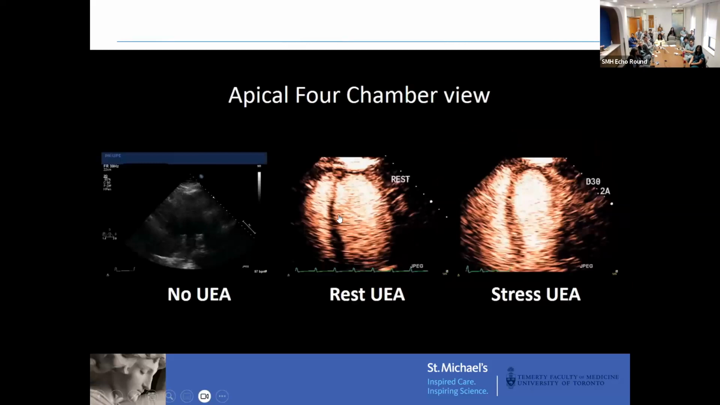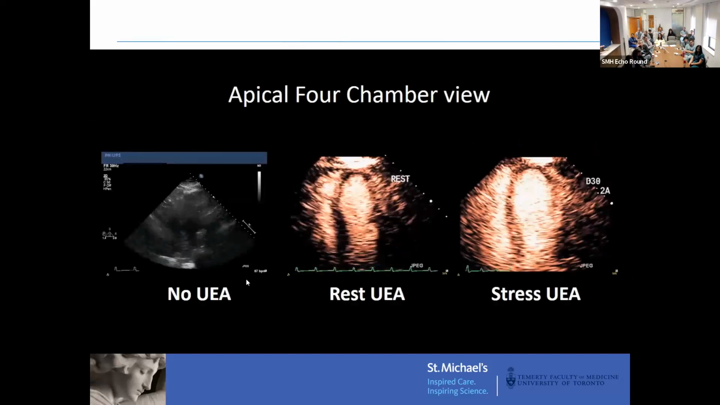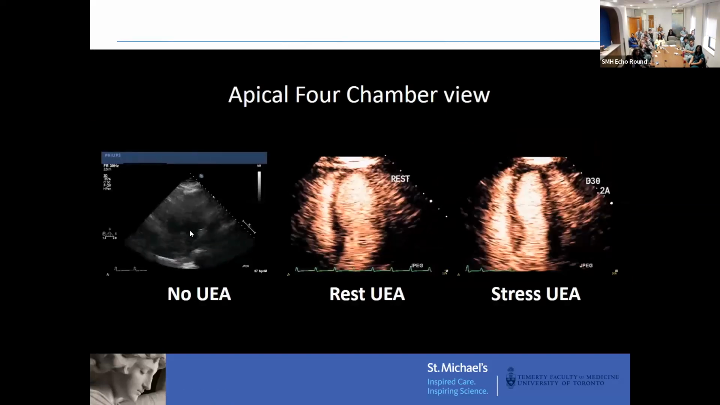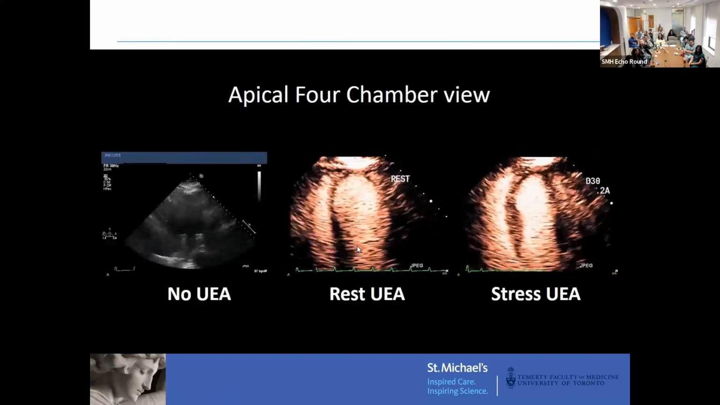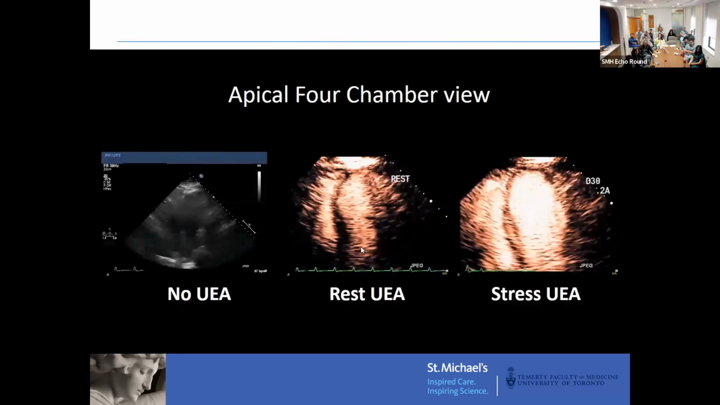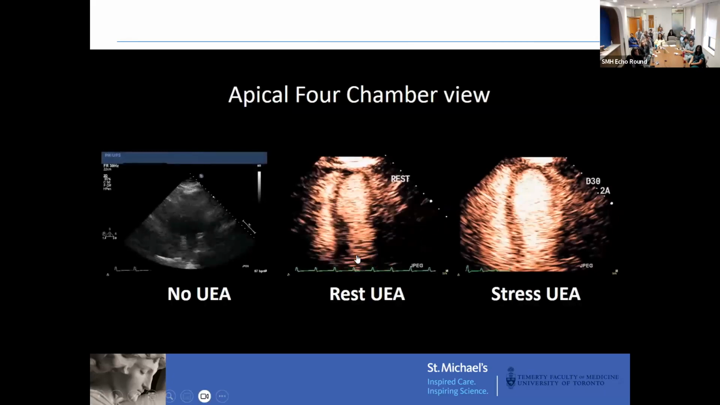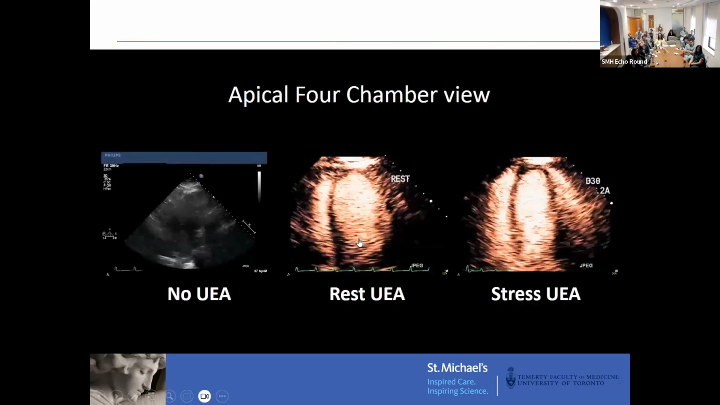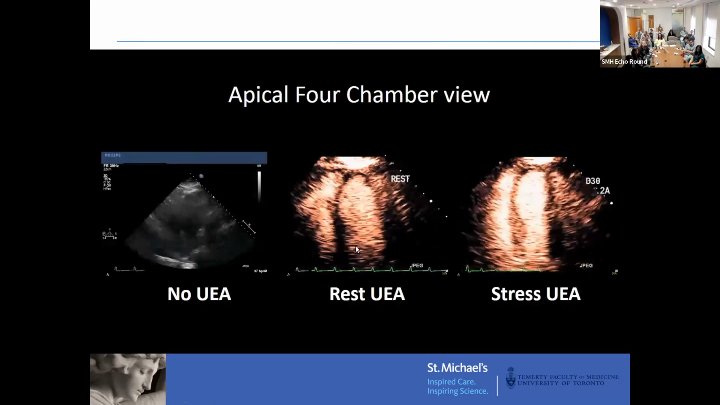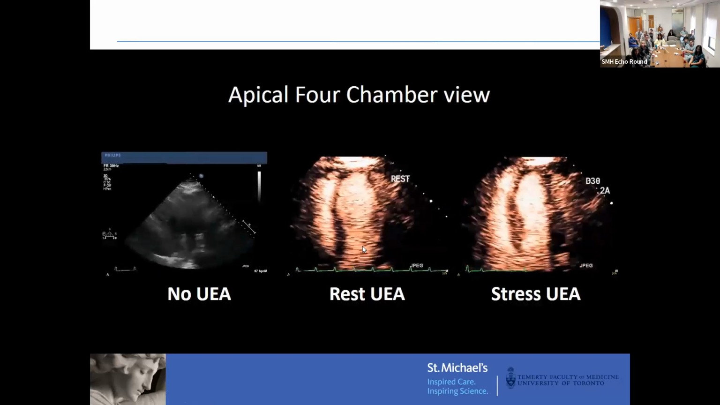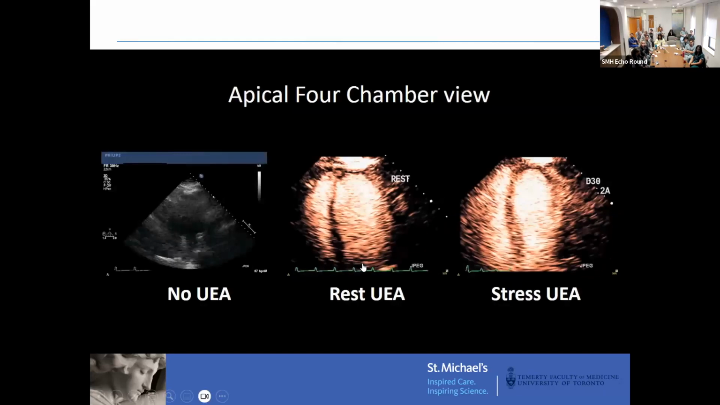Okay, so this is just an example also from the ASE, talking mostly about the harmonics here. You can see without contrast, you can barely see the walls. This is now using ultrasound enhancing agents at a low MI. So you can see there's a little bit more basal attenuation here. You can see the apex relatively well, but the basal segments not quite as clearly.